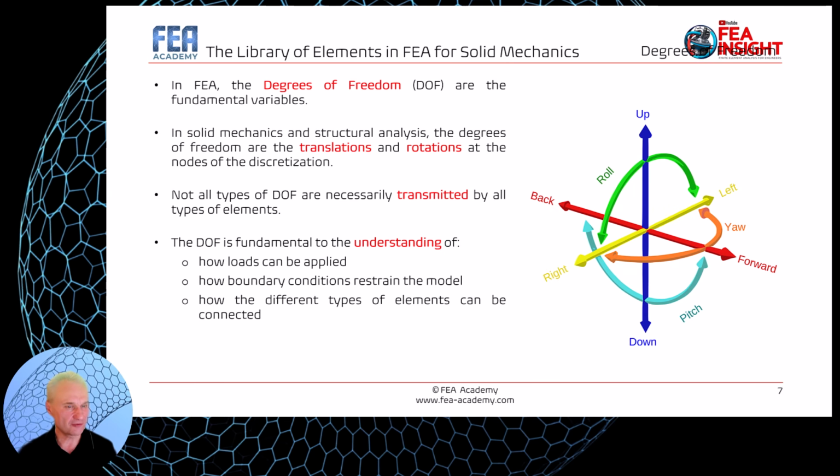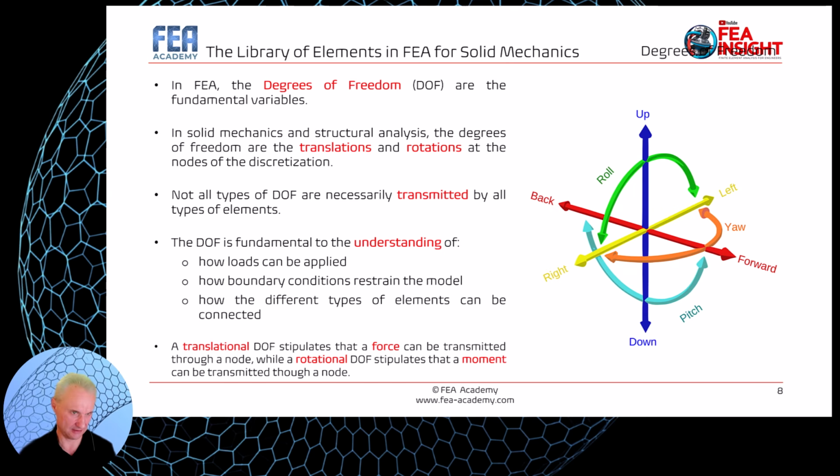The degree of freedom is fundamental to the understanding of how loads can be applied, how boundary conditions restrain the model, and how the different types of elements can be connected together. So a translational degree of freedom stipulates that a force can be transmitted through a node, while a rotational degree of freedom stipulates that a moment can be transmitted through a node.